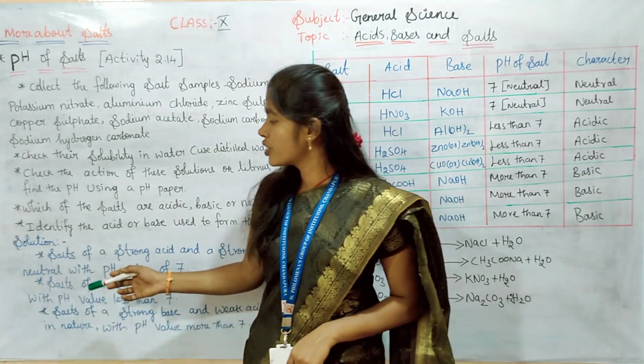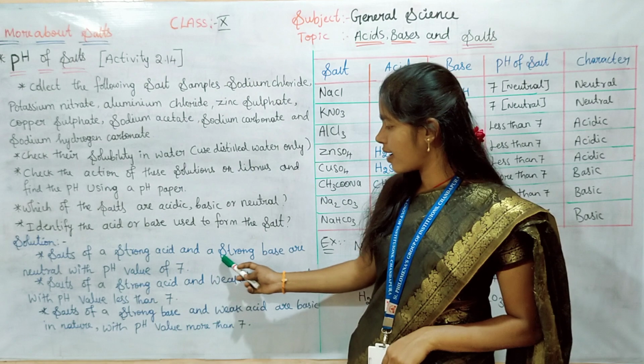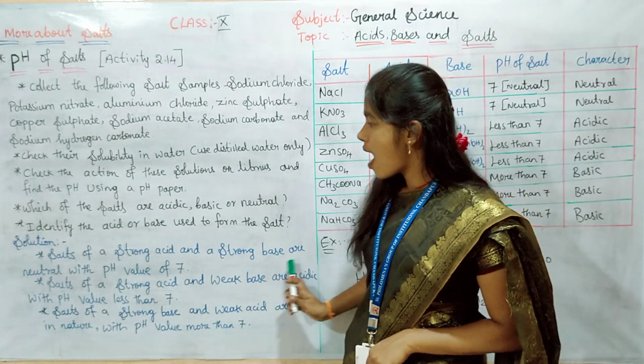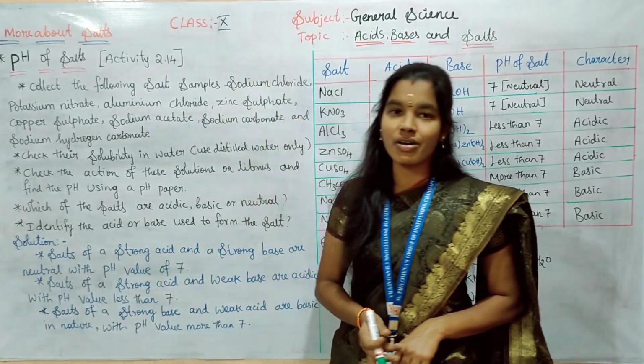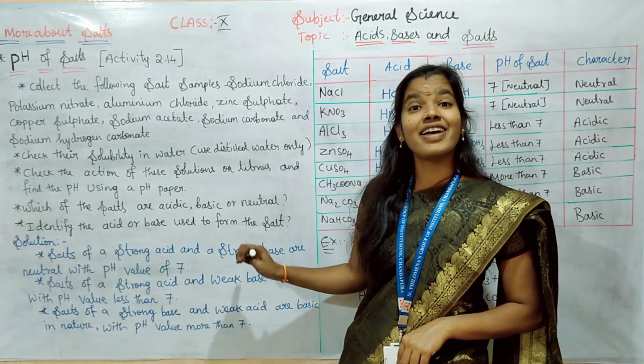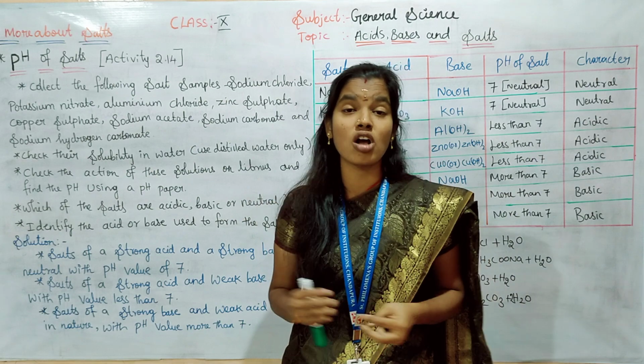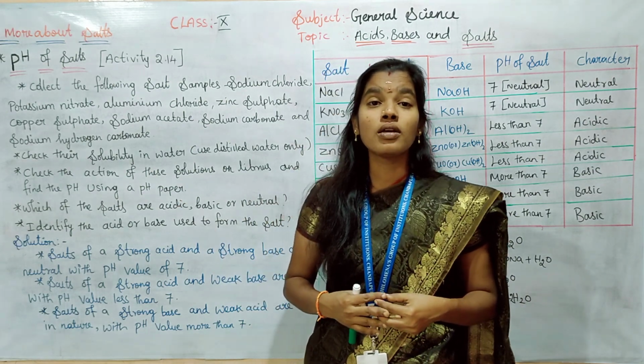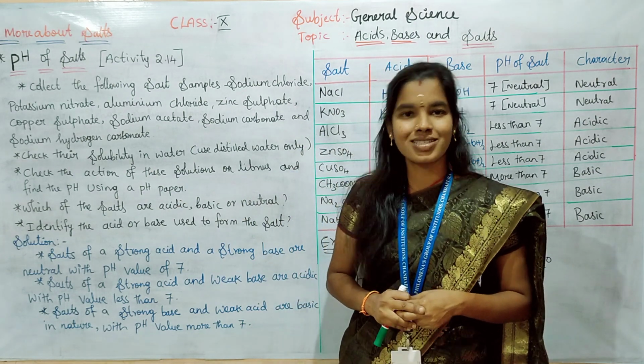So what is the conclusion? You can see salts of a strong acid and a strong base are neutral with a pH value of 7. So whenever a strong acid and a strong base react, they form a neutral salt. The pH is 7. Okay.